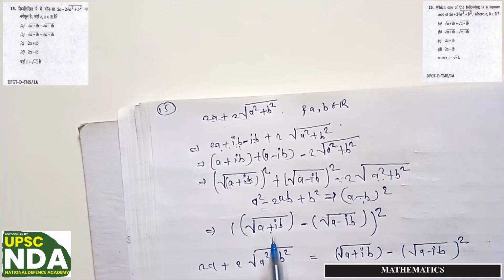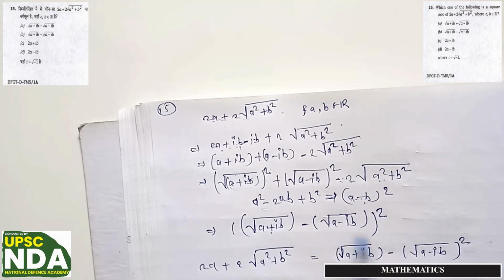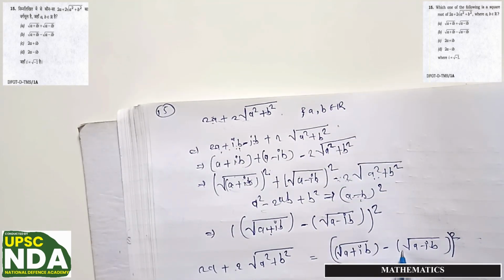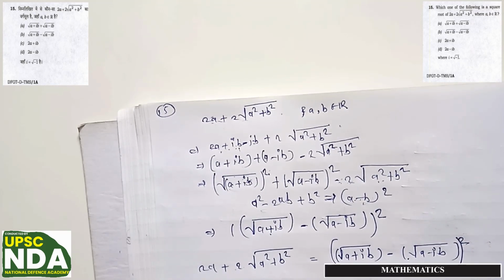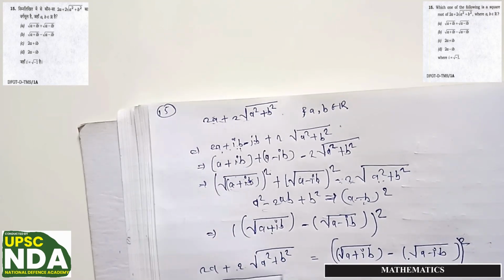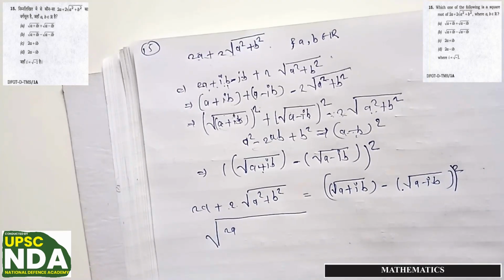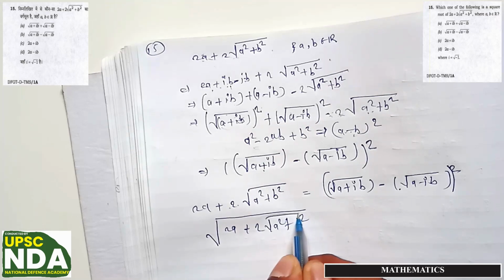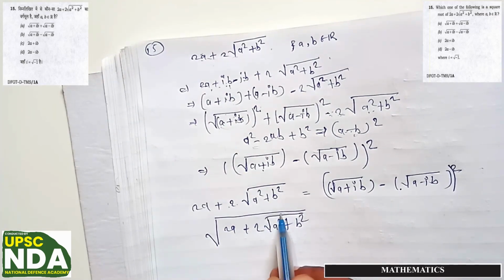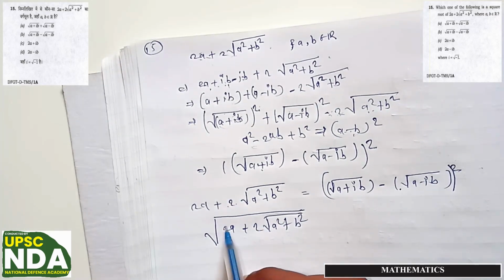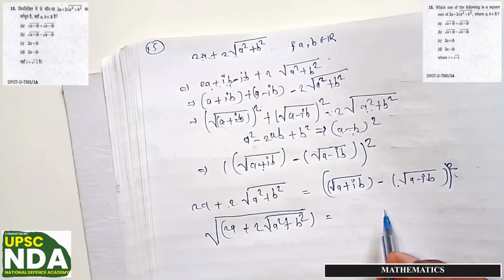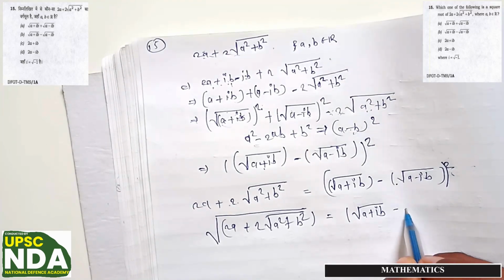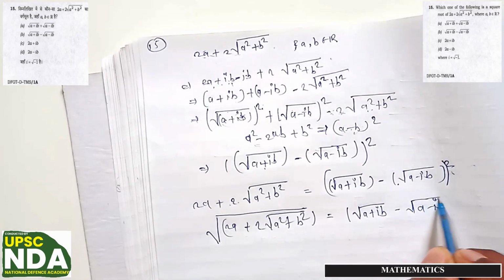So here we can see I have written this term in this format. And we want the square root for this term, that means the square root of 2a plus 2 times square root of a square plus b square. So if we take the square root on this side, we have to take the square root on this side too. So we'll get the square root of a plus ib minus the square root of a minus ib.